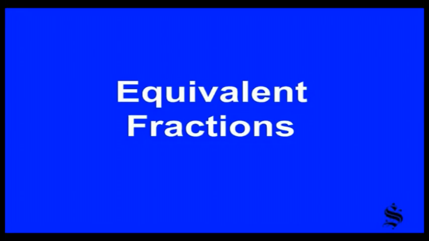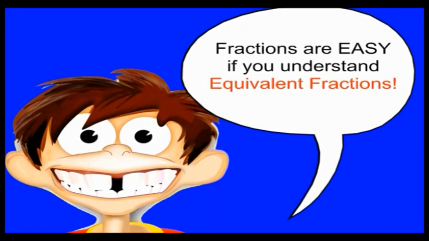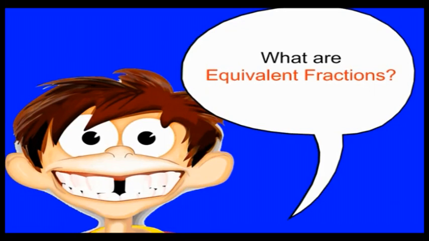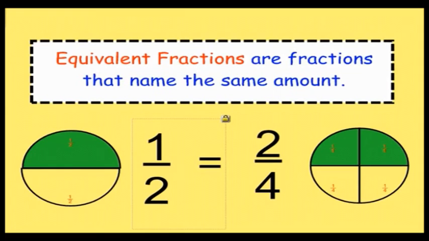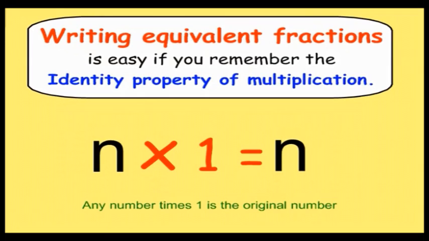In this video, we're going to take a look at equivalent fractions. And if you understand equivalent fractions, then working with fractions is pretty easy. Well, what are they? Equivalent fractions are fractions that name the same amount. So here you have two fractions, 1/2 and 2/4, and they're naming the same part of that circle. 1/2 and 2/4 are equivalent fractions. They're naming the same thing.